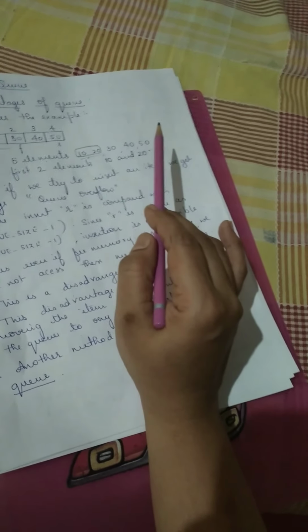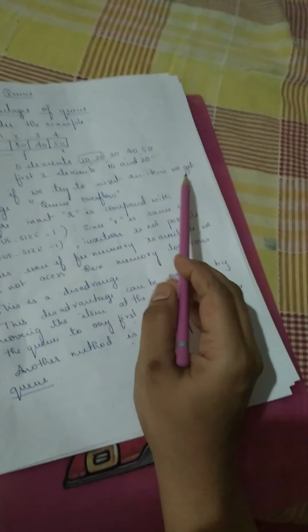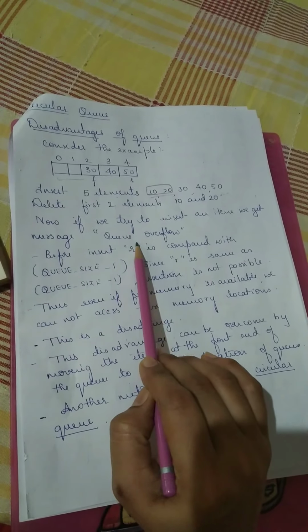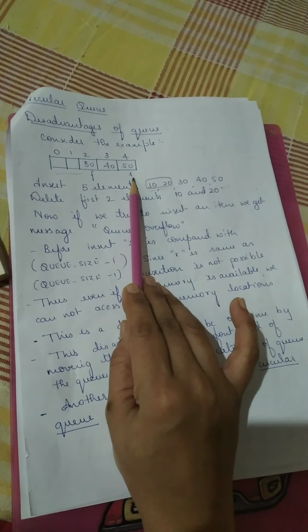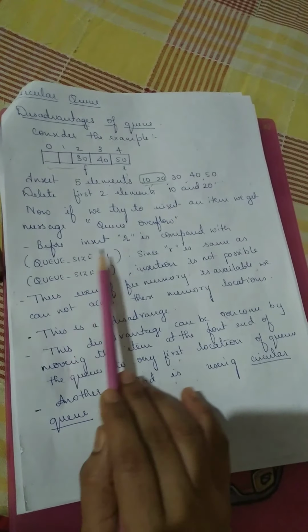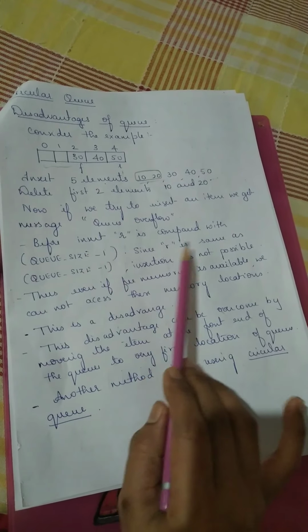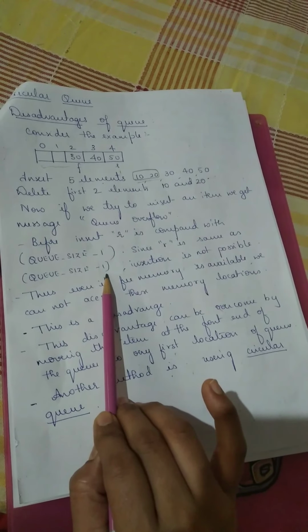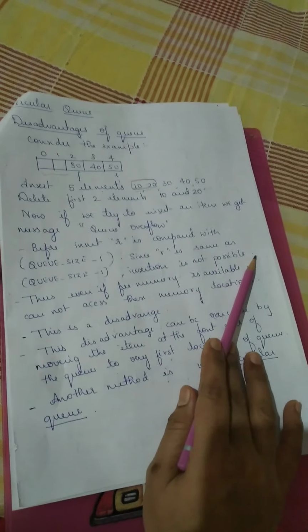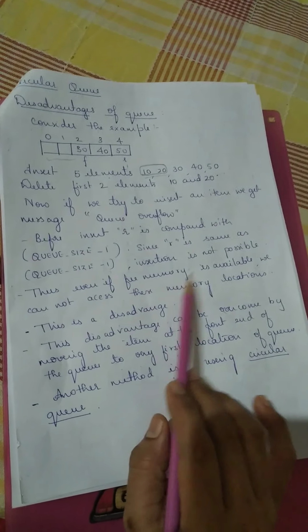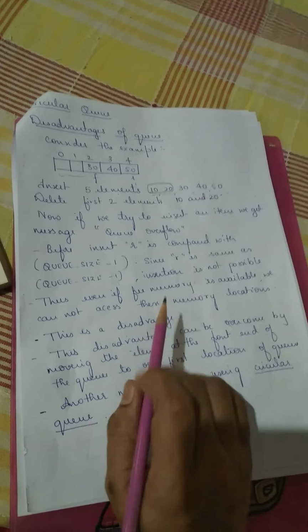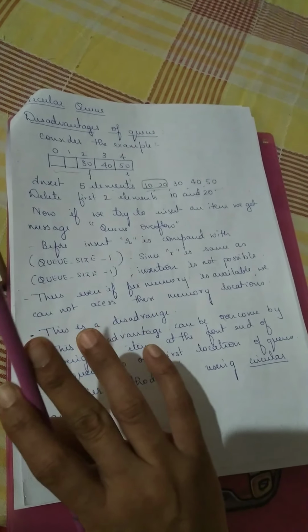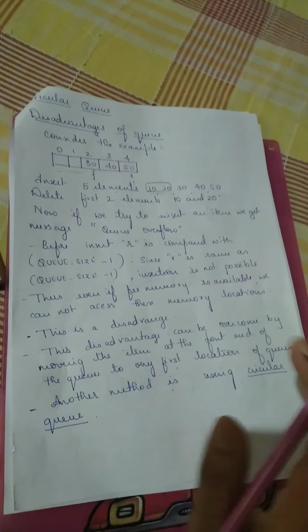2 items are deleted. Now, if we try to insert an item, we get queue overflow because R reached the queue size. So, before insert, R is compared with queue size minus 1. Since R is the same as queue size minus 1, insertion is not possible here. Thus, even if free memory is available, we cannot access this memory location. This is a disadvantage of simple queue and dequeue.